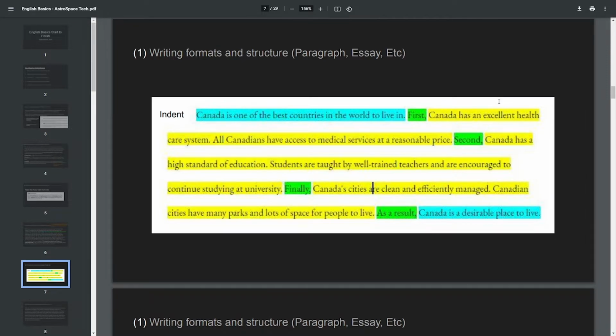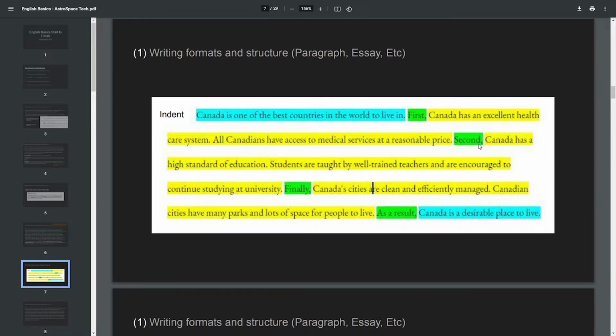So this is a good example of everything that you need in a paragraph, all combined into this little paragraph. You would indent the first line, and then this part would be your thesis statement. Then you have your transition word, and then you would have your first supporting sentence idea, which is Canada has an excellent healthcare system. Then you have your supporting evidence, 1 supporting evidence, which is right here.